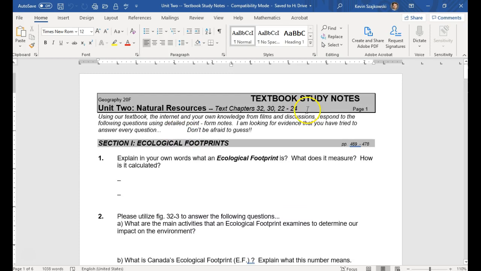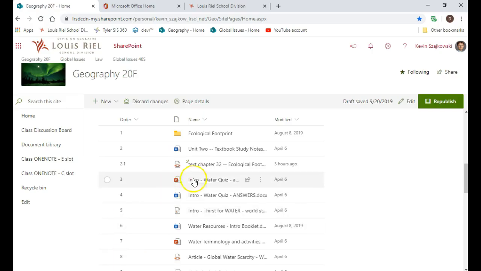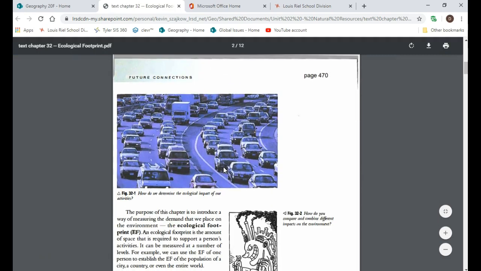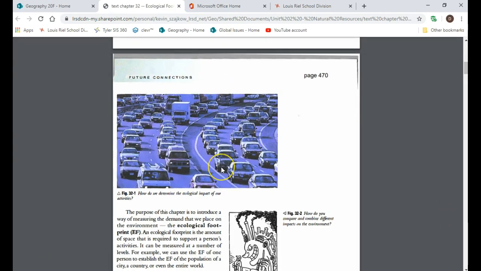So this is how the textbook study notes work. Now, there may be some of you that did not grab your textbook in those last few days of classes before the school shut down. And so in order to help people in those circumstances, we have scanned the textbook chapter that you'll be needing for different segments of our course.